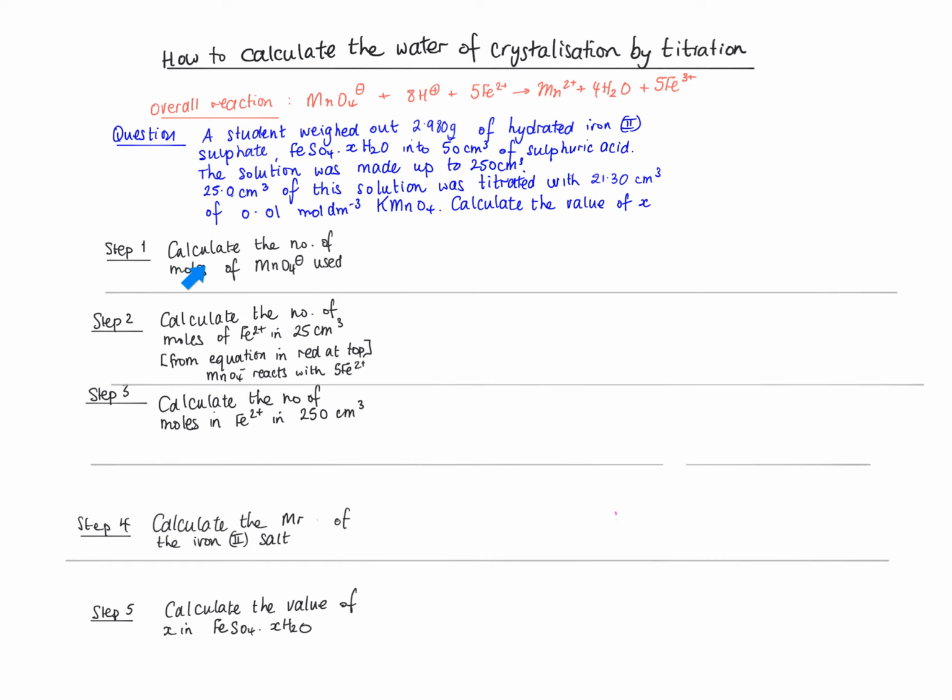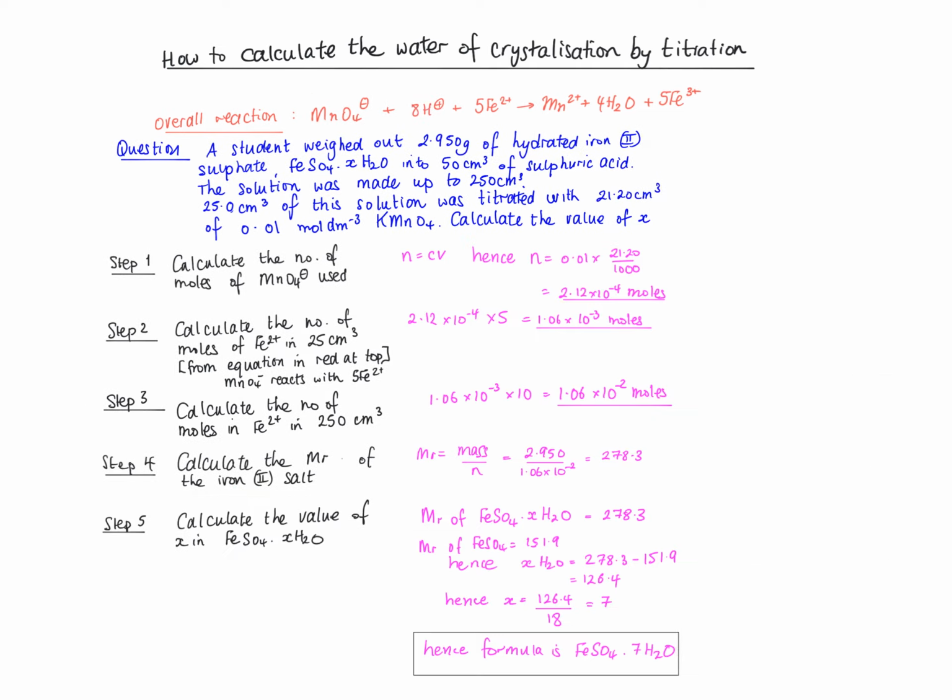Firstly, we're going to calculate the number of moles of permanganate used. Then we're going to calculate the number of moles of Fe2+ that there were in the 25 centimetres cubed that we used for the titration. Then we're going to work out how many moles of Fe2+ there were when we made it up to 250 centimetres cubed. We're going to calculate the Mr, the molecular mass of the iron(II) salt, and then we're going to use it to calculate X and finish off the question.